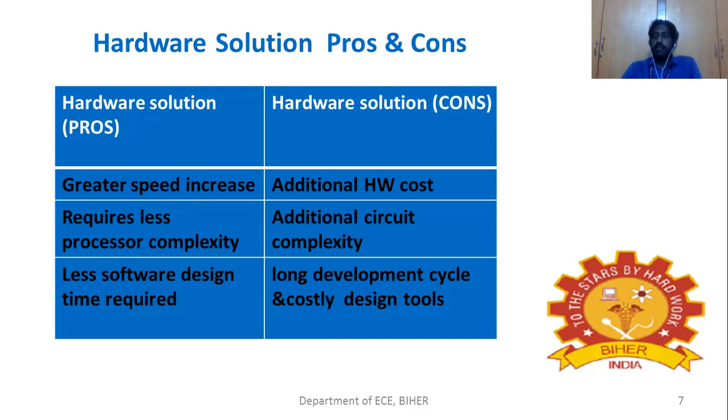And then a long development cycle and costly design tools are the other limitations of a hardware solution. We cannot develop a hardware solution within hours or the like. In a software solution, we can easily modify the program, everything. But compared with a software solution, a hardware solution is typically a difficult one. So it needs a long development cycle, and the design tools are also costly. In a software solution, we are using many open source software, and familiar software like C and other things.